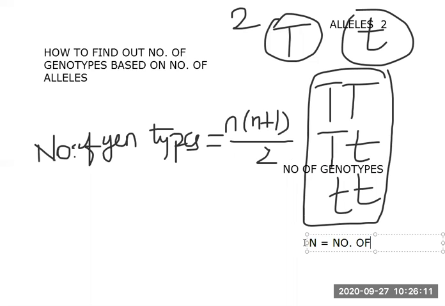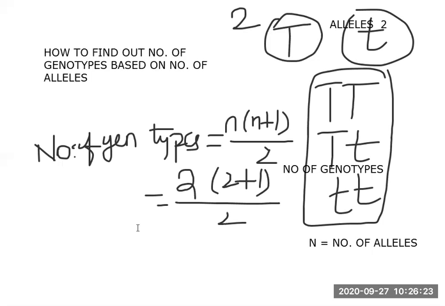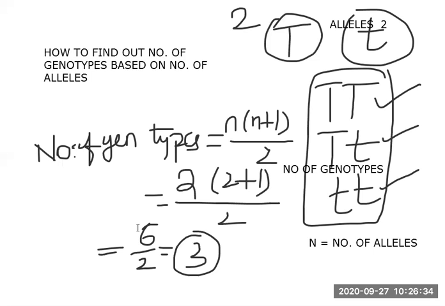Number of alleles. How many alleles are present in case of the height character? Tall allele and dwarf allele. So that's why we say 2 into 2 plus 1 by 2, that means 6 by 2, that means 3. So the total number of genotypes we obtain is 3, as we can see here.